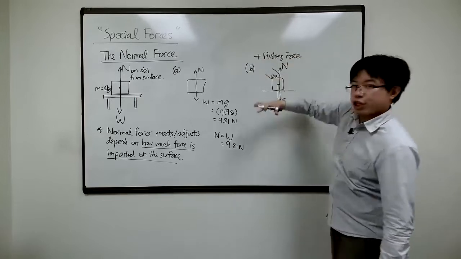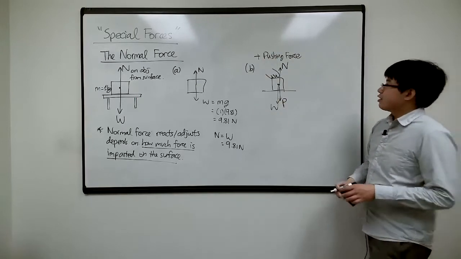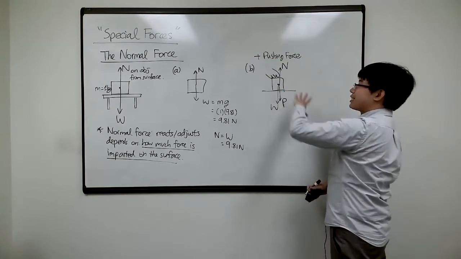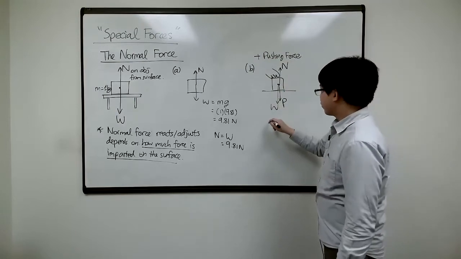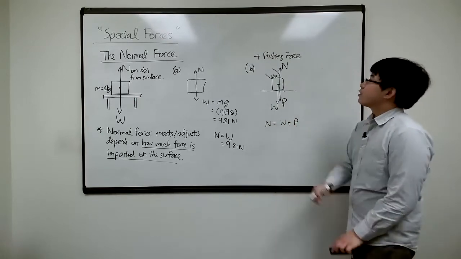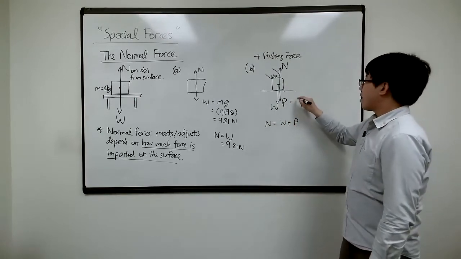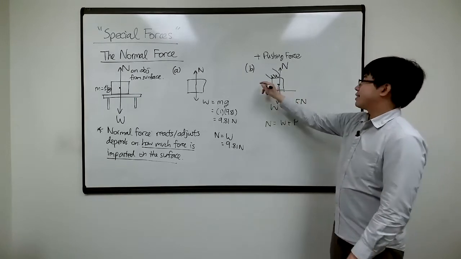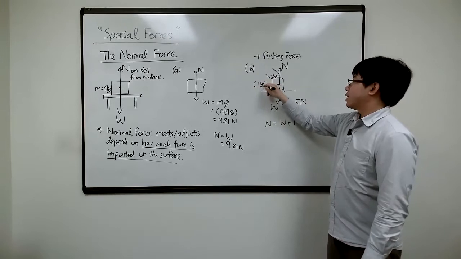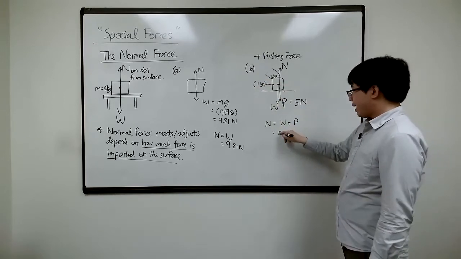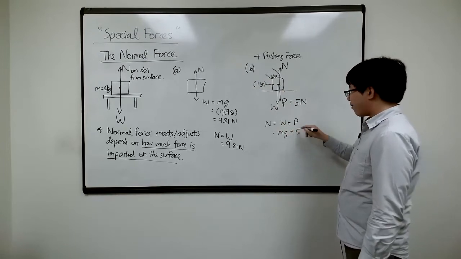Okay, so if I push on it, what will be the balancing equation over here? Well, the balancing equation would be N must equal W plus P, right? So let's say I push it with 5 newtons of force, and same thing, 1 kilogram box. So the weight would be mg plus 5, right?